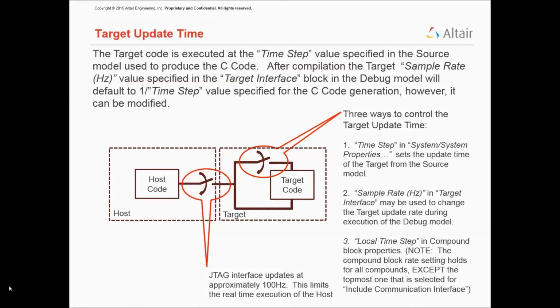In the debug model, the target is executed at the time step value specified in the source model used to produce the C code. After compilation, the value sample rate Hertz in the target interface block will default to 1 over the time step value that was specified in the source model. There are three ways to control the target sample rate or update time. In the source model, by setting the time step value under System Properties. In the debug model, through the target interface block, by setting the sample rate in Hertz.